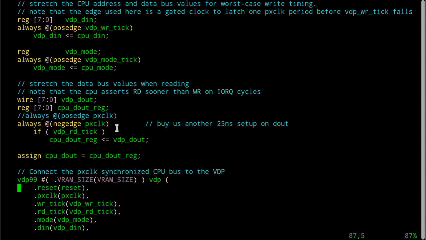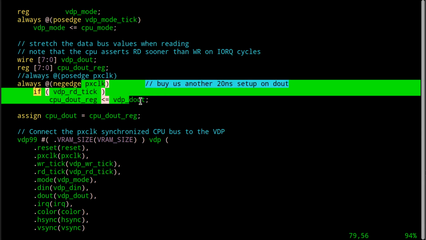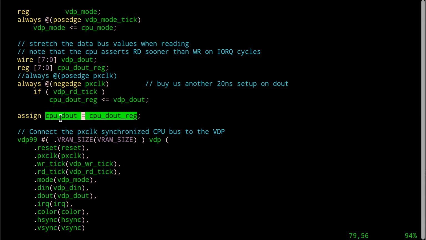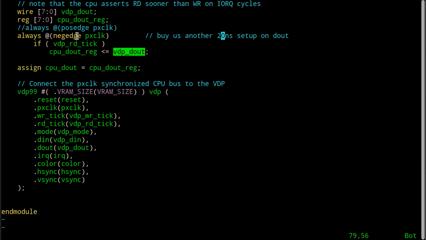All right, so that should work. I used to have this on a positive edge, which causes it to happen later, but this gives me another 25 nanos. The comment is wrong. It's really another 20, because this is running in the pixel clock domain, not in the CPU domain. Okay, so that's what's going on with this pulse stretcher. Here's this assignment that says the data out wire equals the data out reg value, and the data out reg value grabs its value from VDP data out on this negative going edge.